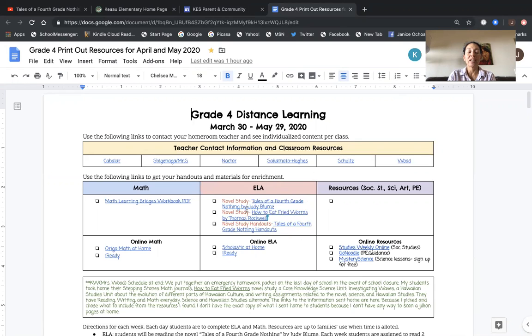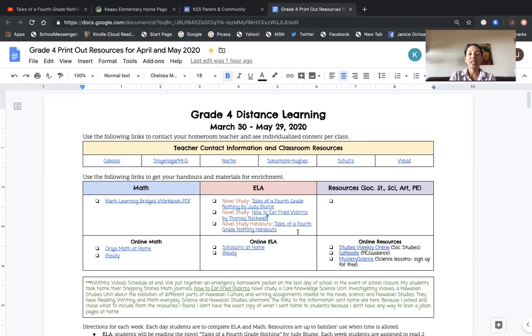You will need the novel study and you will need the novel study handouts. Now, some of you are in Miss Wood's classroom and you're reading How to Eat Fried Worms, so she'll be working with you on that. Those of you not in Miss Wood's class are working on Tales of a Fourth Grade Nothing. But if you are in Miss Wood's class and also want to do Tales of a Fourth Grade Nothing, that's no problem. I like to read a lot, so I'd be doing both books.